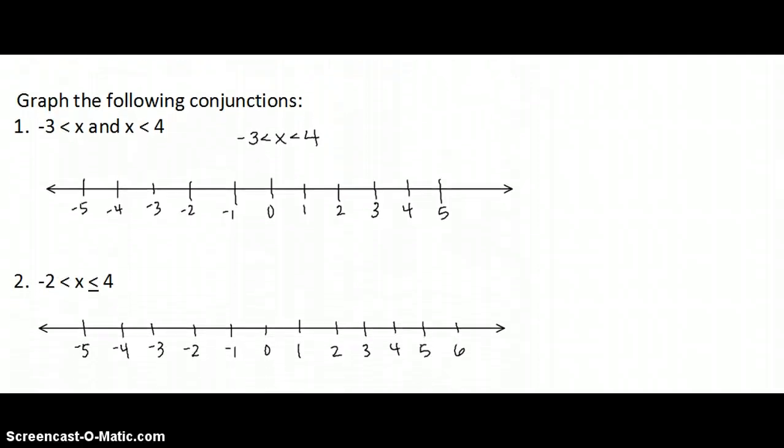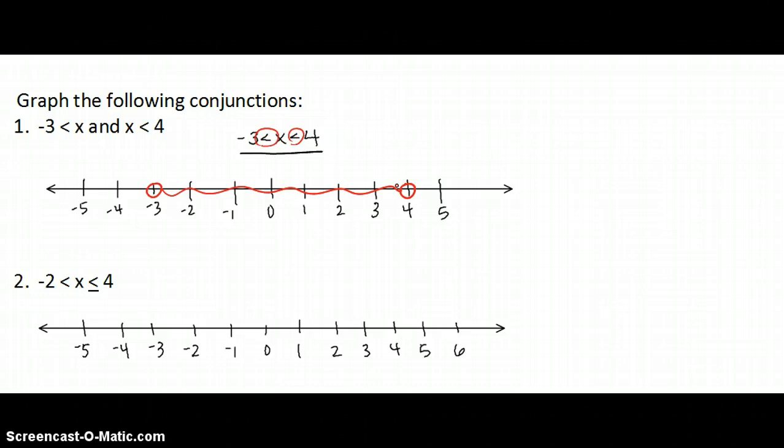So we should be able to graph the following conjunctions. In number 1 we have -3 is less than x and x is less than 4. So I first went ahead and I rewrote this together. Again, I took the two separate inequalities, I pushed them into each other until the x's just overlapped. So if we're going to graph this, we know that we need to use open circles at both endpoints because we have just less than signs. So I'm going to put an open circle at -3 and an open circle at 4. And since x is sandwiched in between, we want values that are in between -3 and +4.